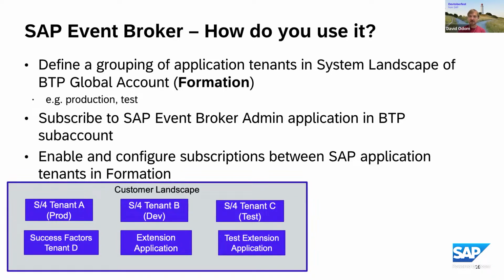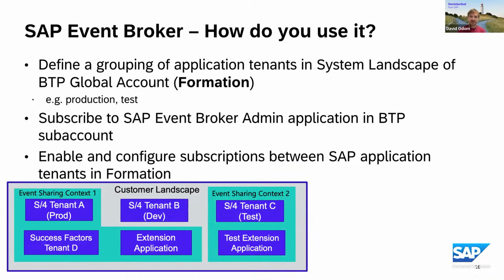So to narrow it down, you make a grouping in the system landscape of your BTP global account, and these groupings are called formations. So in an example here in the bottom left, we can group together the production systems into one event sharing context and call this a first formation, and then group together the test tenants into a separate sharing context or formation.